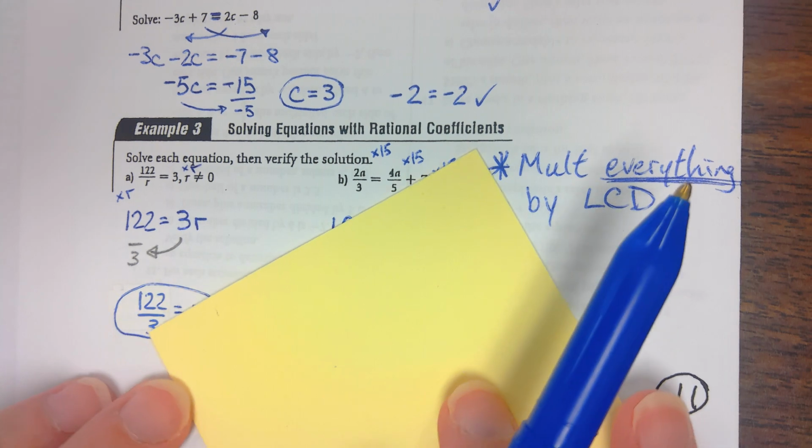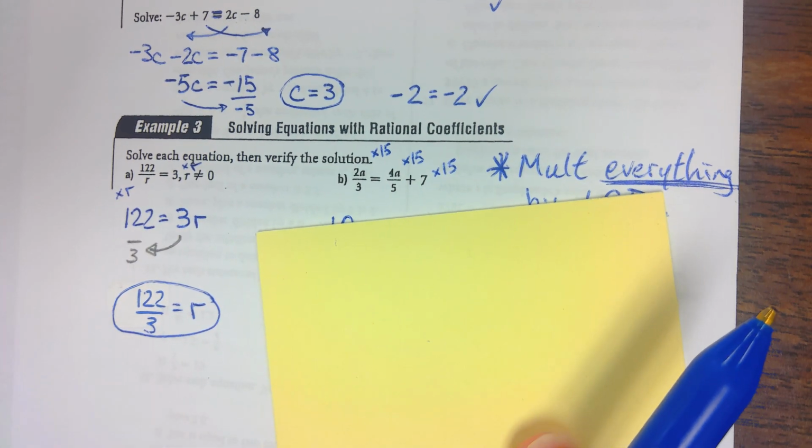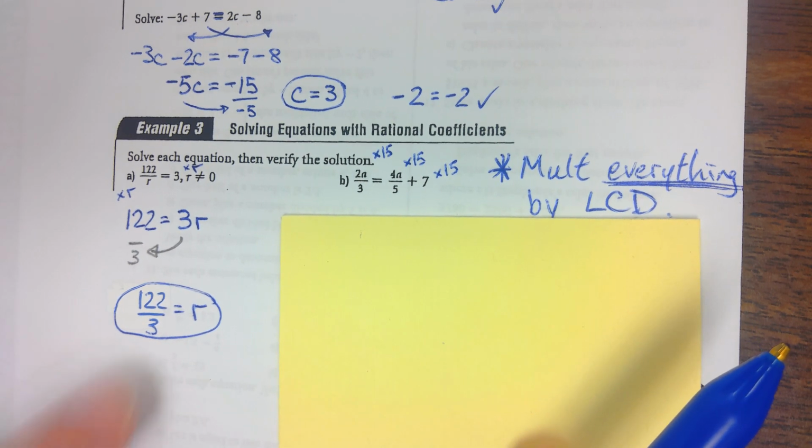Yeah, that's all. 122 divided by 3. Since it doesn't go in evenly, I can just write it as an improper fraction. Or if you're really good, you could write it as 40 and 2/3. But you could just leave it as an improper fraction if you want.